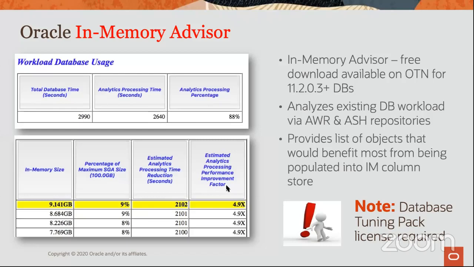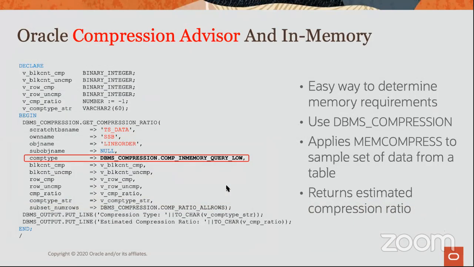It will even go to the level of talking about how much memory you might need, what objects to populate or what it thinks would take advantage of database in memory, and what SQL statements would show the most benefit. So a very good tool to determine how much memory I would need and what objects I would populate. In addition to that, once you have that view of the objects you might want to populate, you can use the compression advisor to tell you very closely how much space in the column store those objects will take.